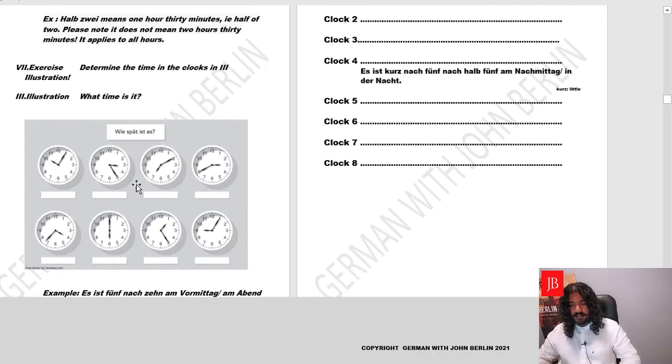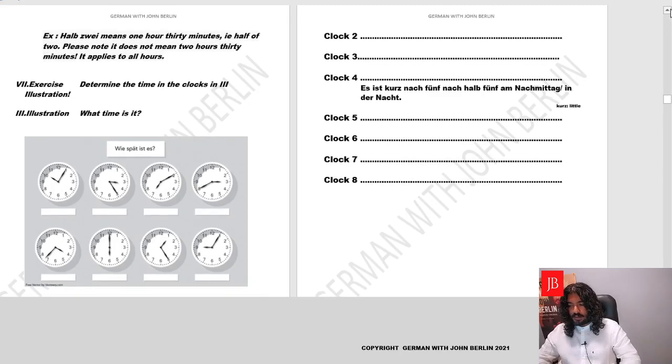How late is it? Now the first says, you see it's 5 past 10. So you could say it simply as es ist 5 nach 10. It could be either before noon, am Vormittag, or it could be in the night or in the evening, to be precise, am Abend. That's what we have written. Yes, es ist 5 nach 7, am Vormittag, am Abend.